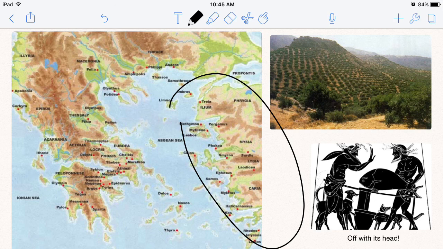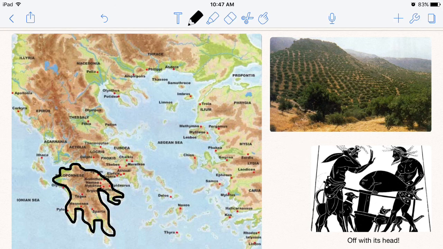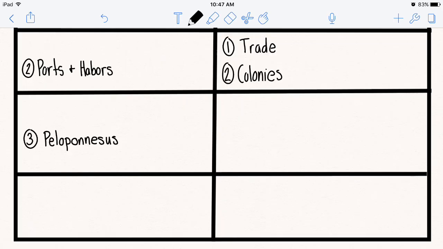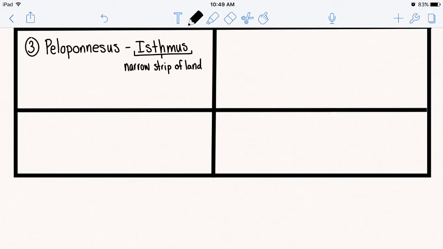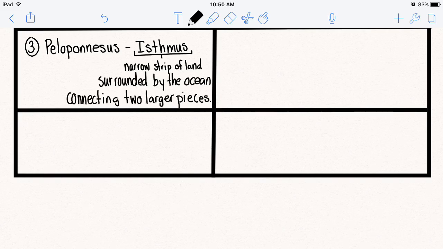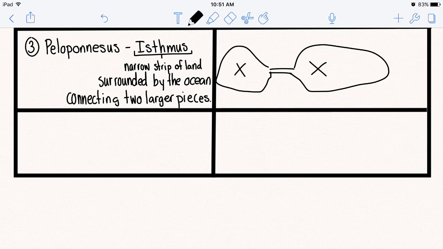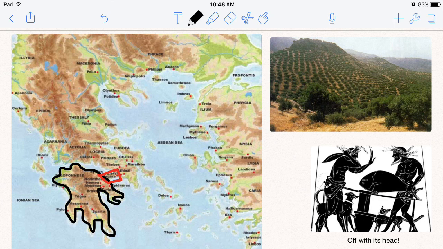Next, let's talk about this area that's kind of hanging off of the rest of Greece like a wilted zombie hand. This area is known as the Peloponnesus, and it is separated from the rest of Greece by something called an isthmus. An isthmus is a narrow strip of land surrounded on both sides by water that connects two larger pieces of land together. So, for example, if this and this were pieces of land, then that in the middle would be an isthmus, and the Peloponnesus is separated by an isthmus from the rest of the Greek city-states.